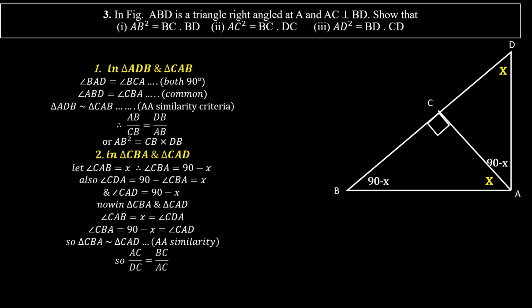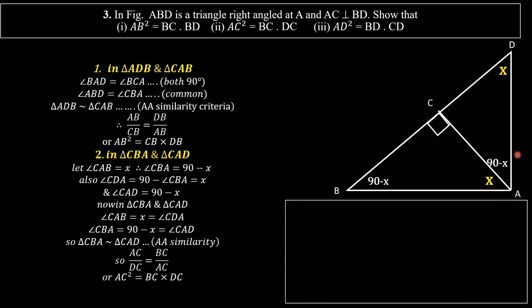So their corresponding sides will be proportional. Now what we need to show is AC square. So we need AC in numerator and AC in denominator on right hand side, then only it will be AC square. So AC upon DC is equal to BC upon AC, which gives us AC square is equal to BC into DC. And second one is proved.